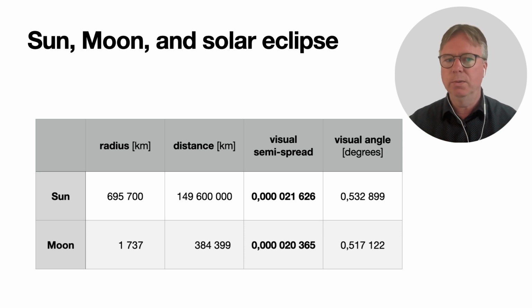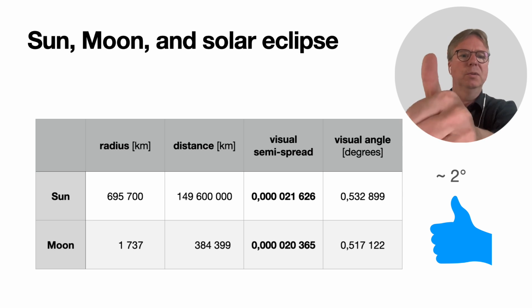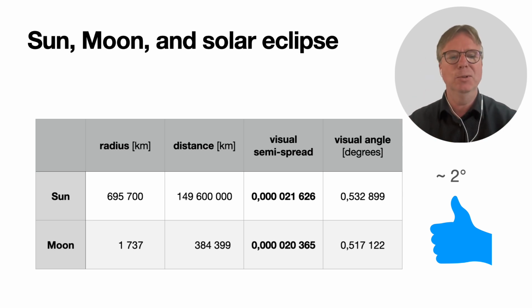I think you are familiar with that number. So the moon and the sun is about half a degree visual angle. And you can check that. So if you put your thumb up to the sun or the moon, it should entirely cover it.